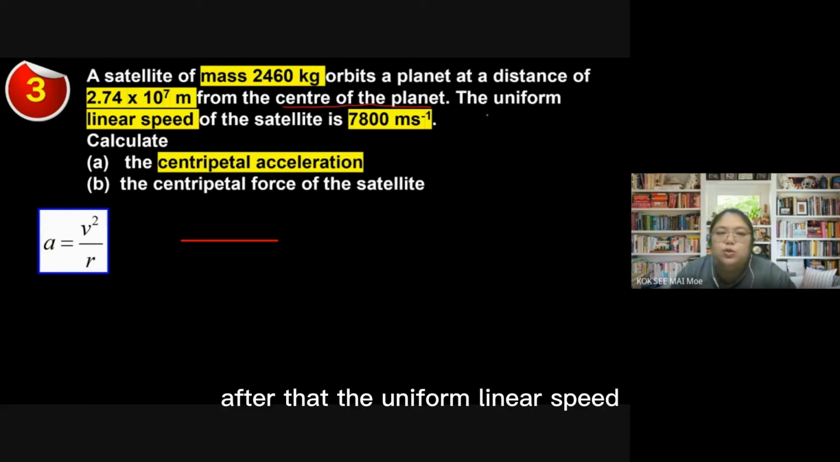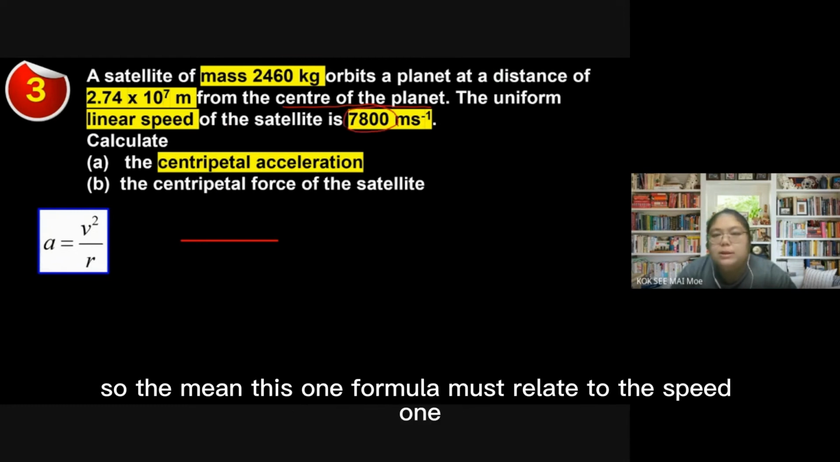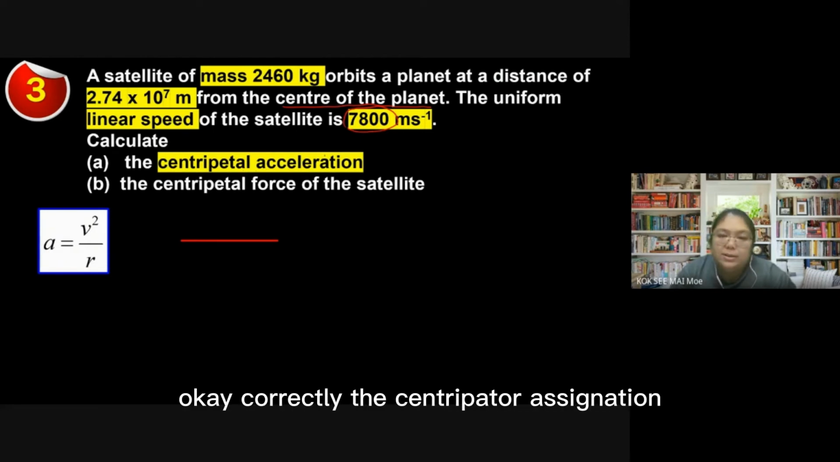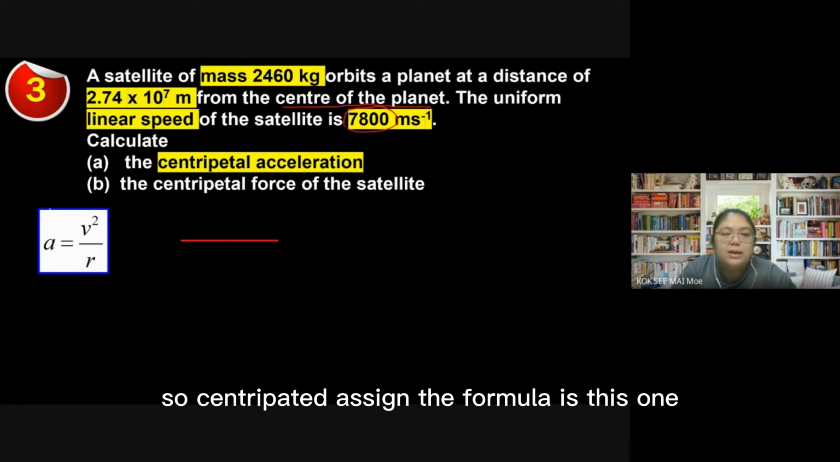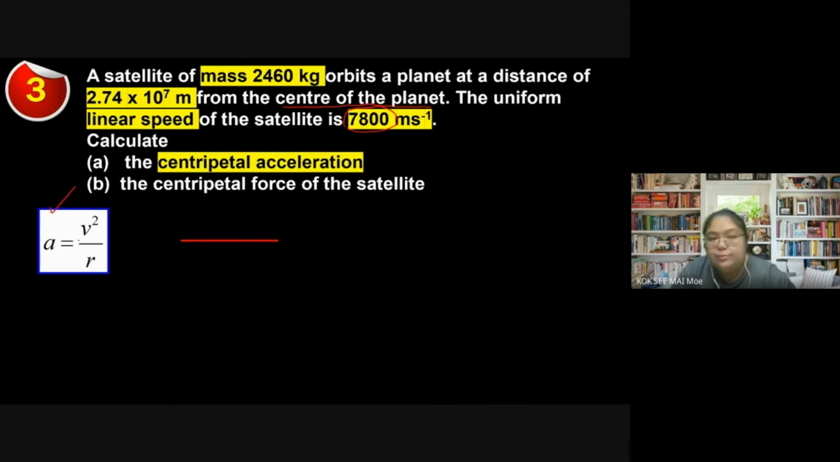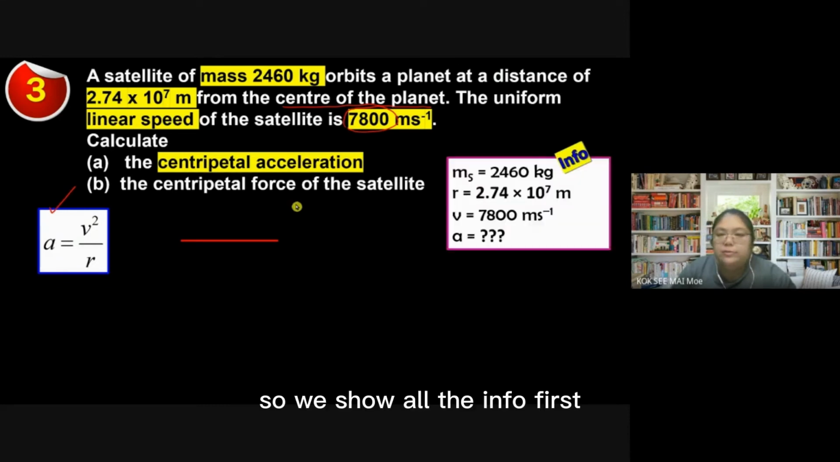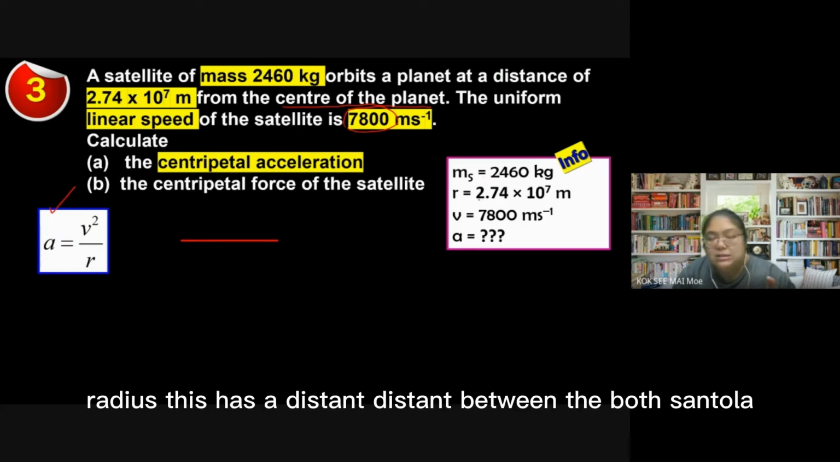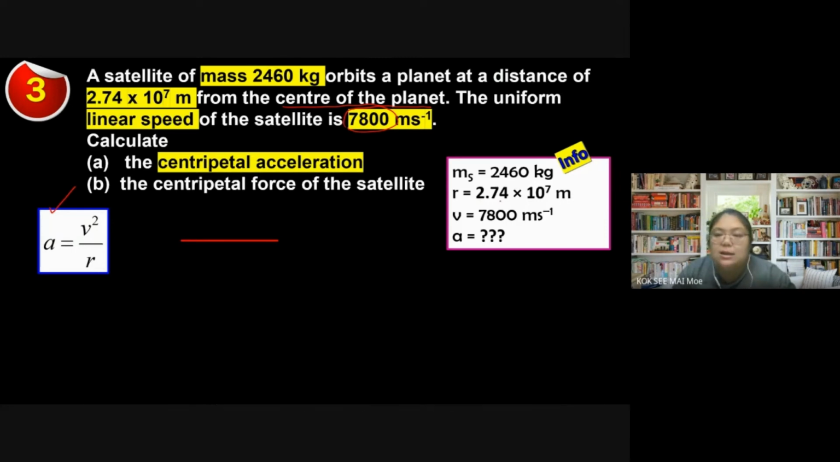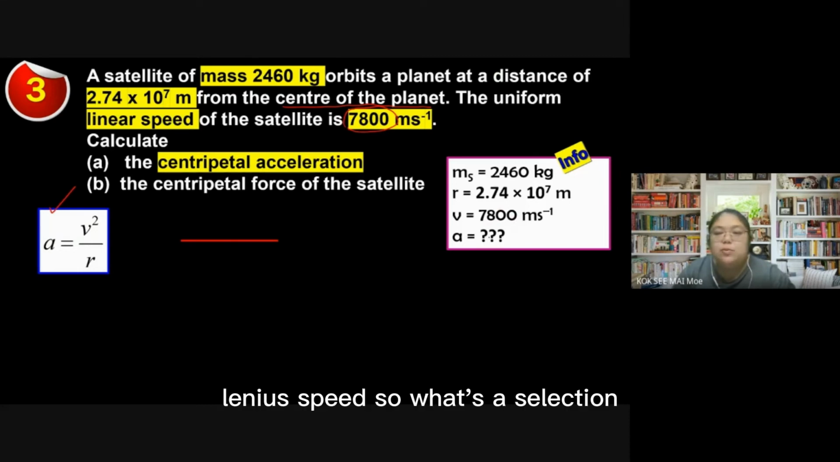Okay, after that, the uniform linear speed. They tell you the speed some more, so this formula must be related with the speed. Calculate the centripetal acceleration. The formula is A equal V squared over R. So we show all the info first. Mass of the satellite, 2,460. Radius, the distance between both centers, 2.74. Then they provided the linear speed. So what is the acceleration?